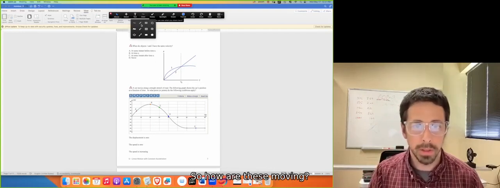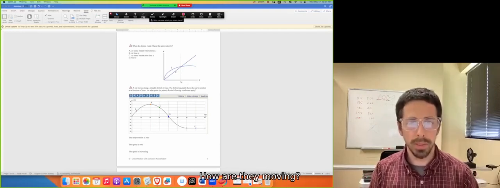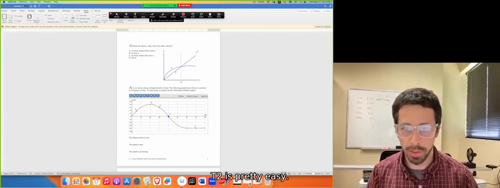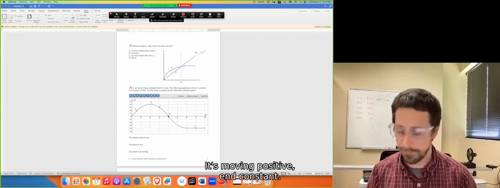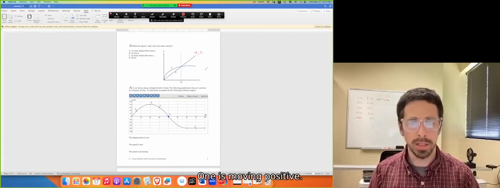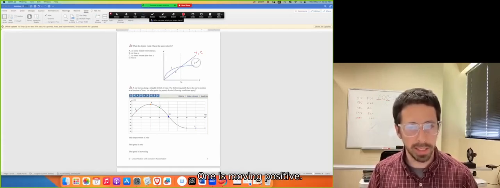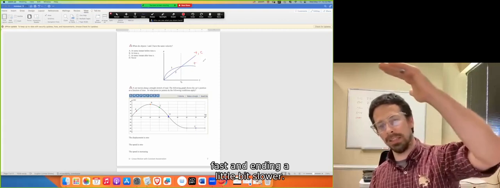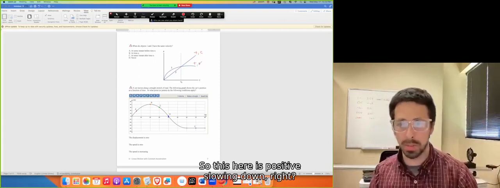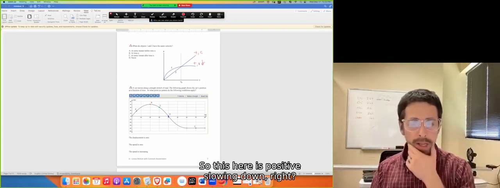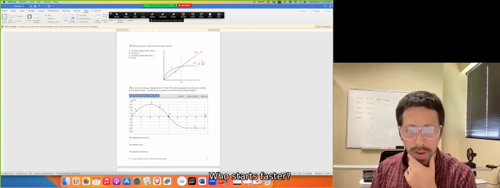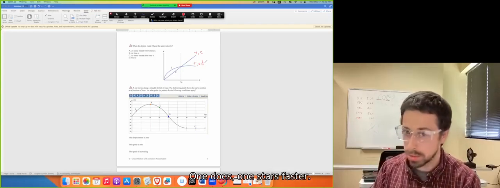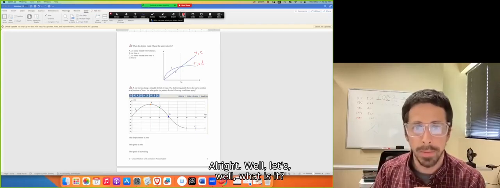Okay. So how are these moving? That'd be the first thing to figure out. 2 is pretty easy. It's moving positive and constant. 1 is moving positive, but it looks like it's starting fast and ending a little bit slower. So this here is positive, slowing down, right? And who starts faster? 1 does. 1 starts faster.